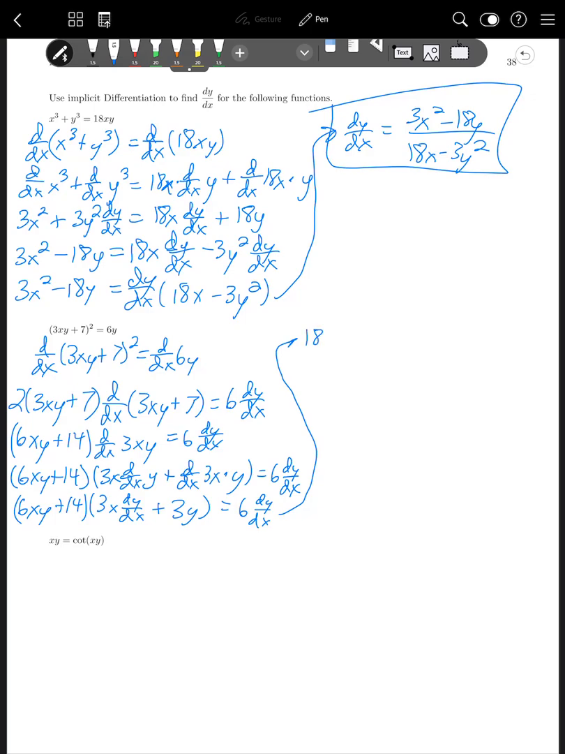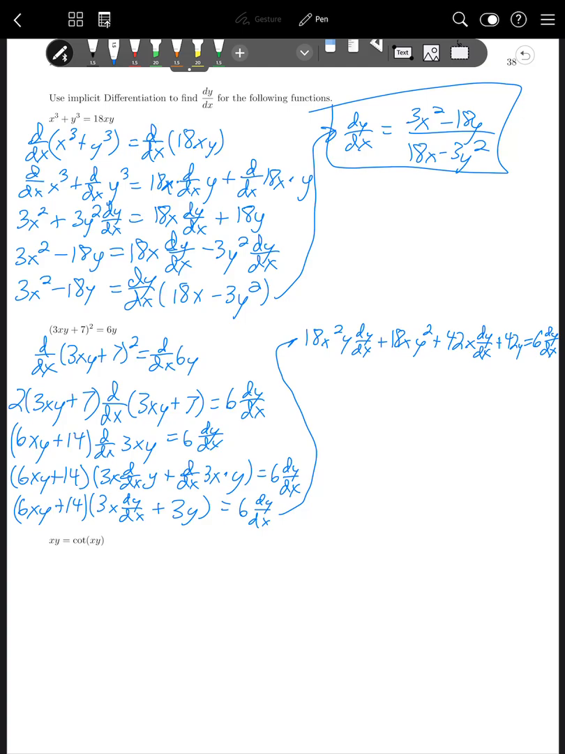So this would be 18x squared y dy/dx plus 18xy squared plus 42x dy/dx plus 42y equals 6 dy/dx. And now we need to collect the dy/dx terms on one side and everything else on the other.